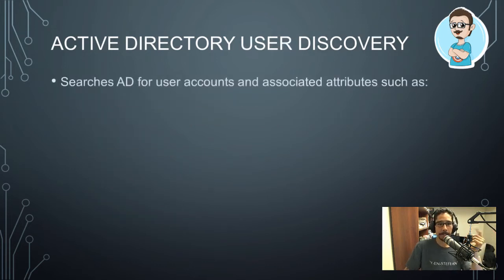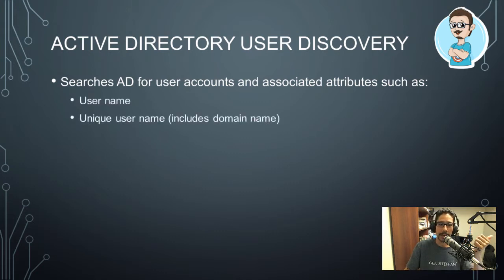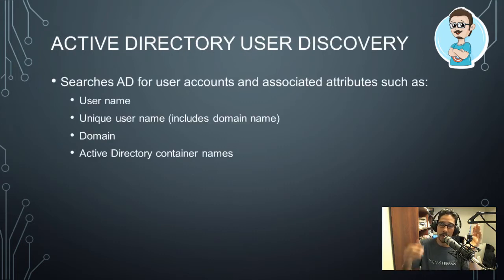Now, user discovery. It searches Active Directory for user accounts and associates attributes such as, these are some of the attributes: the username, the unique user name, which includes the domain name, the domain, the Active Directory container names, and that's it for the user discovery. It just goes inside your Active Directory depending on what organization you chose for the discovery method to scan. It's going to retrieve the user's account, okay?